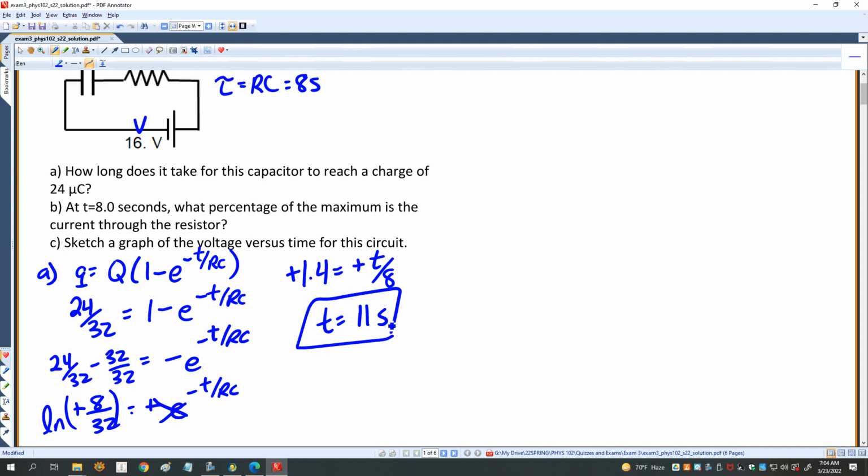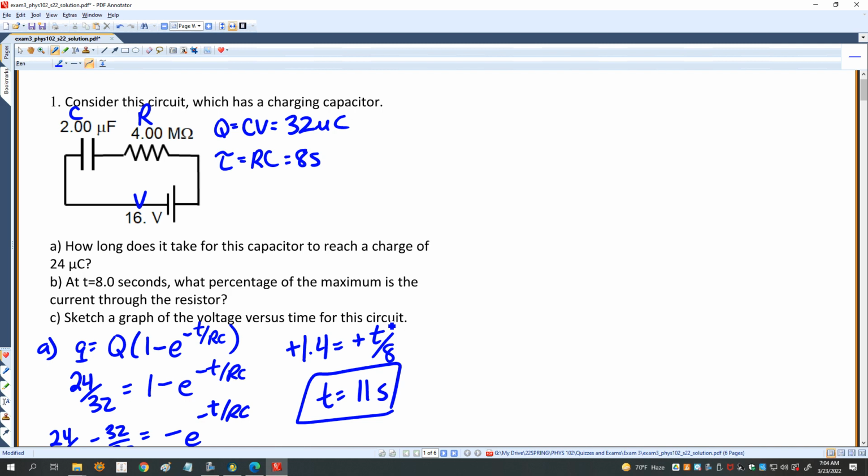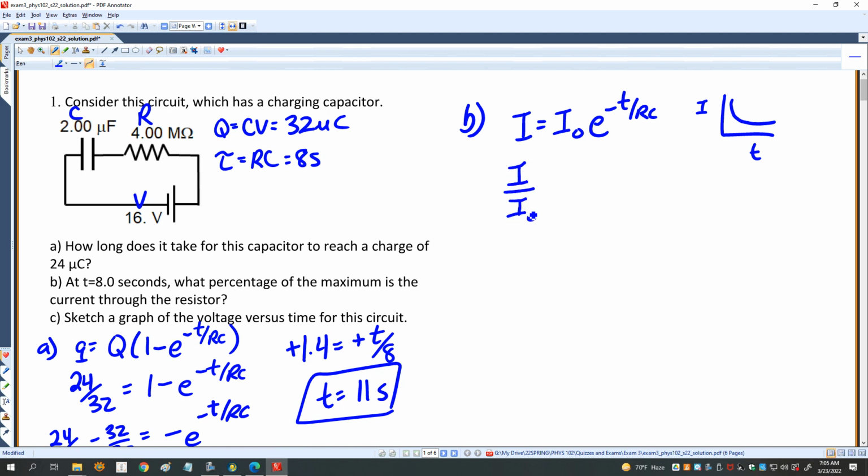At t equal 8 seconds, what is the percentage of the maximum current through the resistor? So for part B, current is equal to the maximum current times e to the minus t over RC. If you recall, the current versus time graph looks something like this. It's an exponential decay function. I'm just looking for the percentage, so I don't even really need to calculate I naught. I can just take this ratio, and that'll give me the percentage.